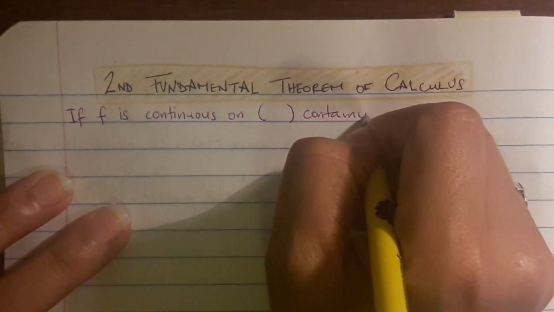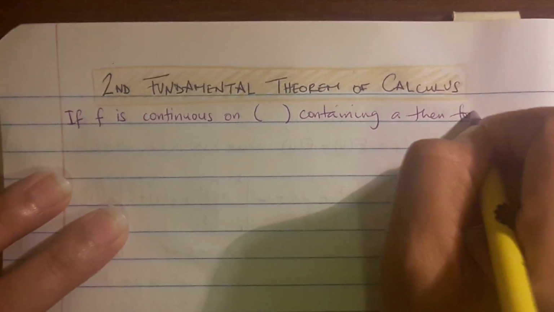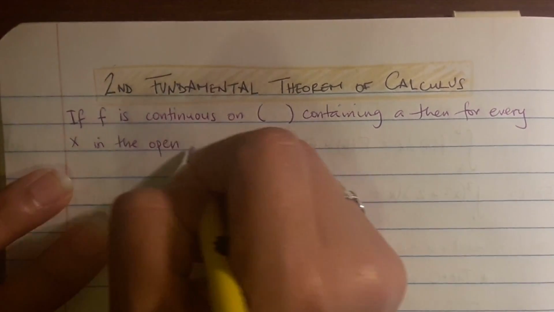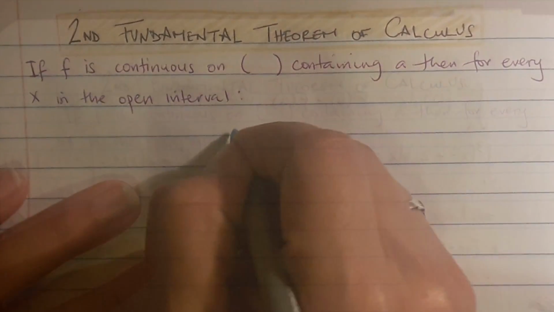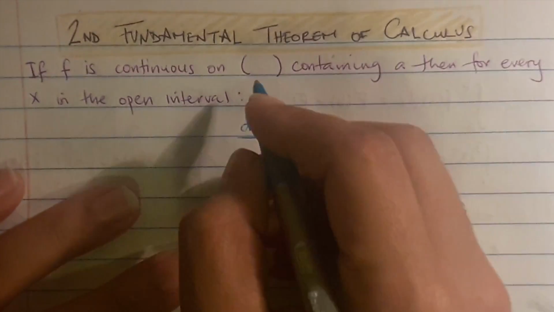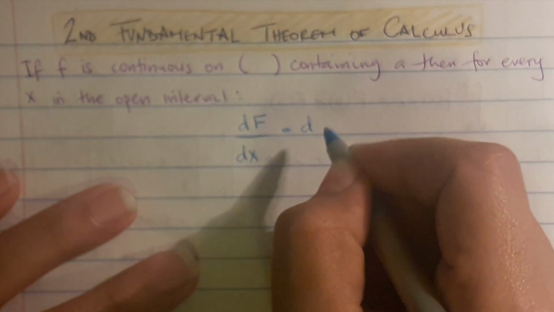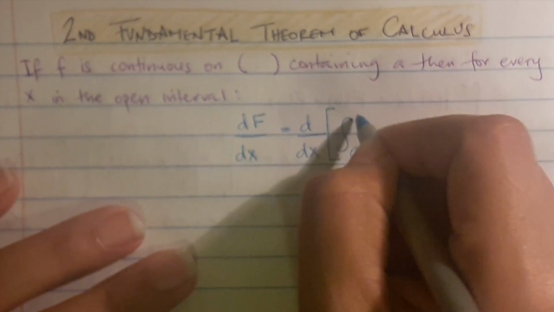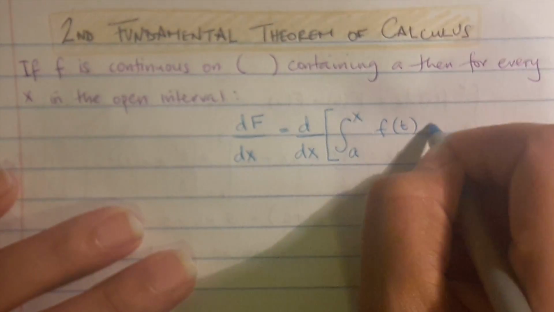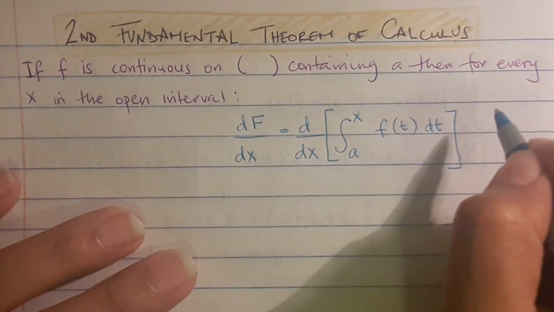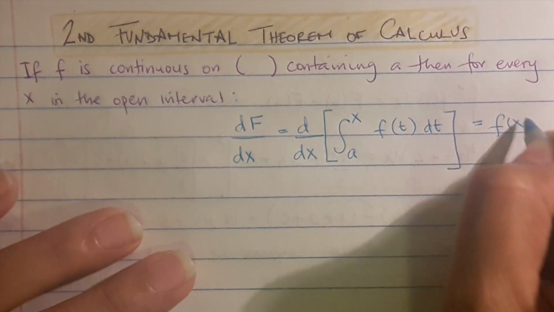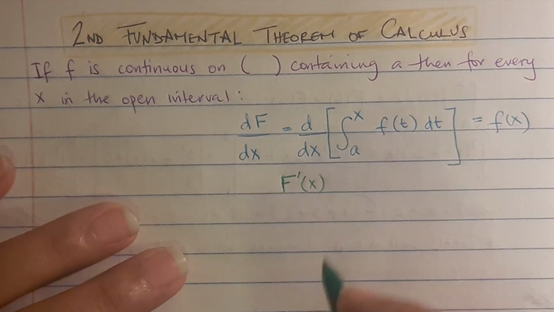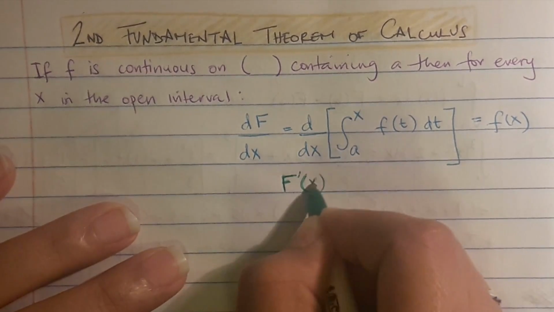containing some constant a, then for every x in the open interval, underline the word continuous. The derivative of the antiderivative, which is taking the derivative of basically the integration of a regular function, is equal to the regular function with respect to x, even though it's the integration of a function with respect to t. It's going to sound a little confusing right now, but when we do an example, we'll see that it's really easy.